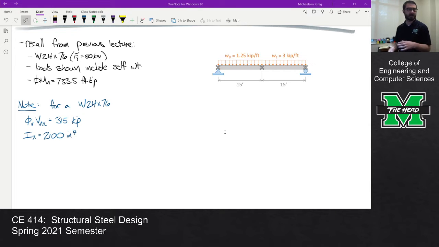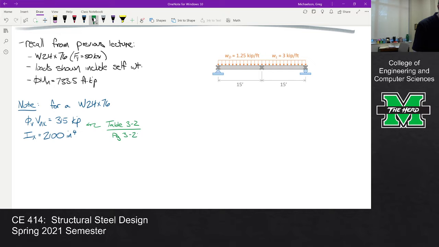If you need to know where I got that, I got it on page 3-24. So this is in table 3.2 on page 3-24. So that's pretty straightforward. The only thing left to do is to perform the structural analysis to make sure that this beam is adequate and check its deflection limits. So what we're going to do, we're going to knock through that pretty quickly.